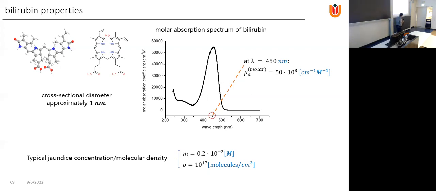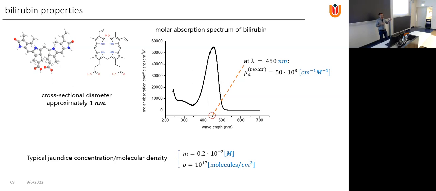The molar absorption coefficient is the absorption coefficient per molar of the compound. We find that it has an absorption peak at 450 nanometer, so in the greenish light, where it has a molar absorption coefficient of 50,000 per centimeter per molar. At a typical concentration where people are getting a little bit worried, the molarity is around 0.2 millimolar. If you look up the molecular weight, it corresponds to a concentration of about 10 to the 17 molecules per cubic centimeter.